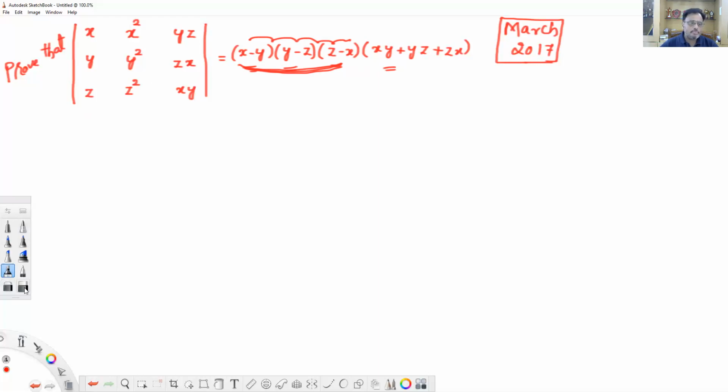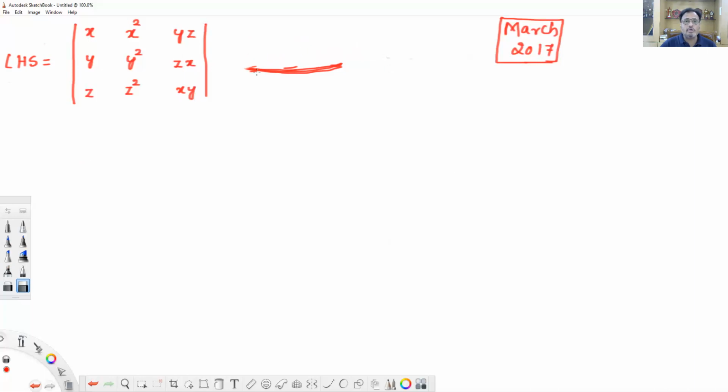So now I'm going to take this one as LHS directly. So this is LHS only as given. Now again, you all know that we are going to do some operations on this. This is the result to be got: x minus y, y minus z, z minus x, and xy plus yz plus zx. It should come.